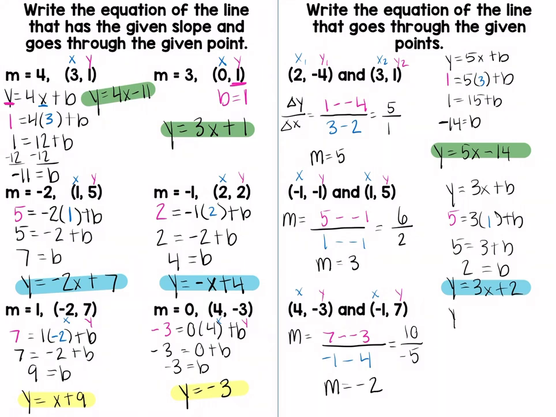So I have y equals negative 2x plus b. So I'm going to pick one of the ordered pairs. So I'm going to have 7 equals negative 2 times negative 1 plus b. So 7 is equal to negative 2 times negative 1 is 2 plus b. So b has to equal 5. So my equation is y equals negative 2x plus 5. And that's it. That's the equation.